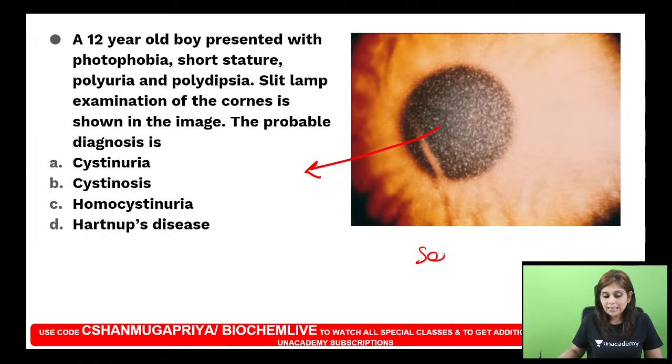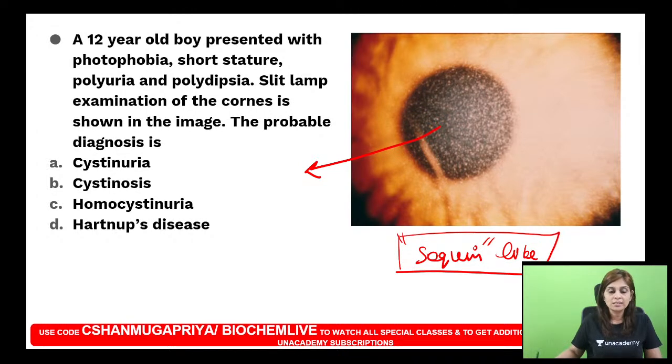We call it sequin-like crystals in the cornea. Sequin or glittery or shiny crystals on the cornea. That is quite diagnostic of cystinosis.